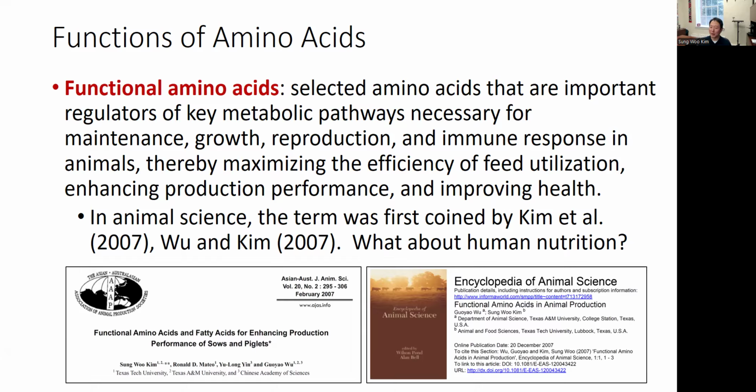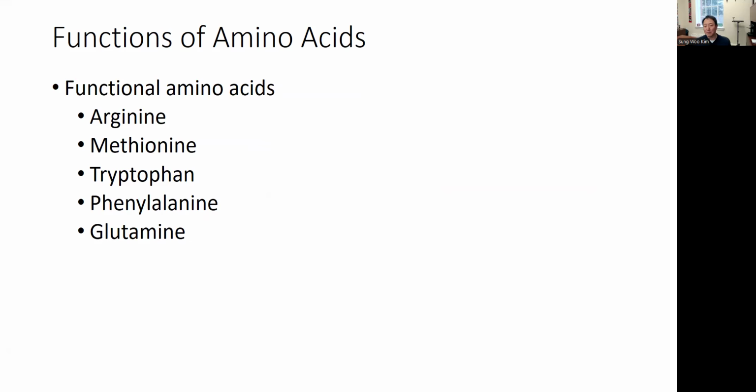But the functional amino acids, there are like 5 to 7, or it could be more. I'd like to introduce them. By the way, if you find any papers using this term, functional amino acid, prior to 2007, in human nutrition especially, if you let me know, that'll be great. I'll be very curious. Now, I'd like to introduce just 5 of them. There will be more, but these are the well investigated functional amino acids that we know in animal science.